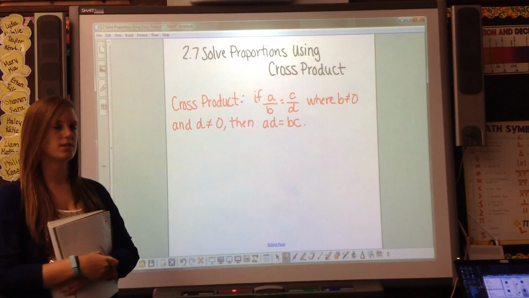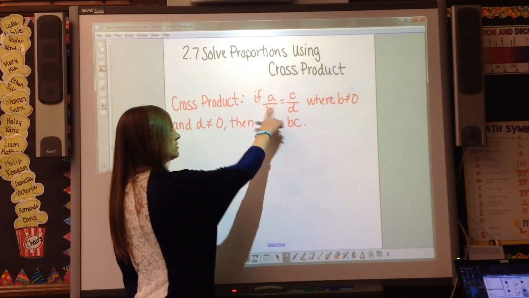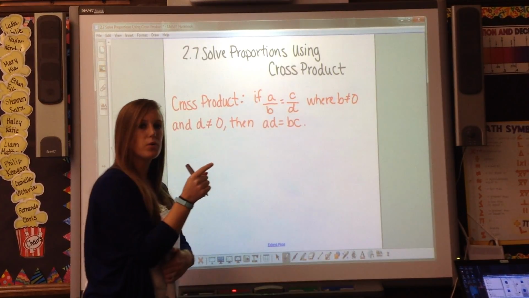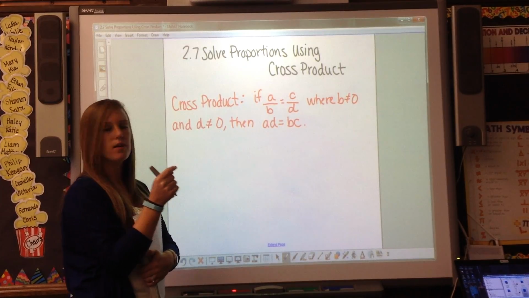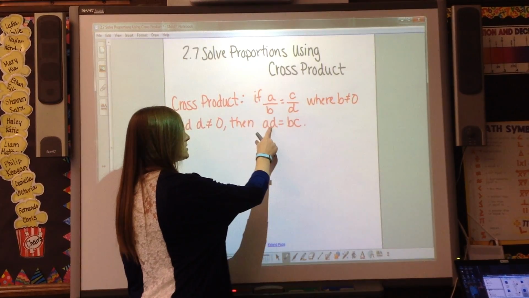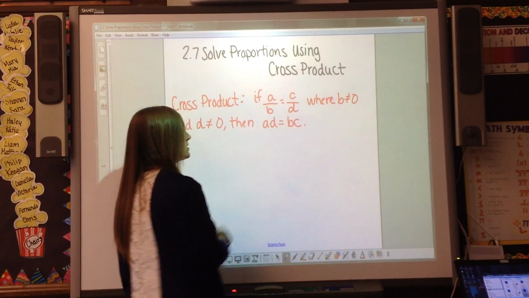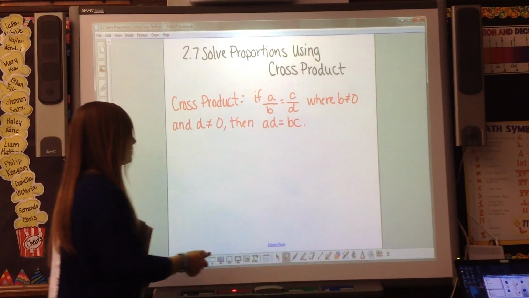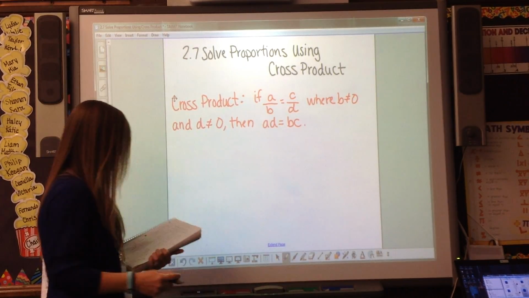Okay, take a look at what they did there. They have a proportion, and then they multiplied across. That's why it's called cross product. A times D is on one side, and B times C is on the other.